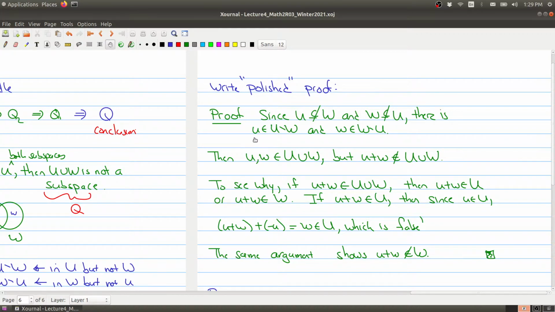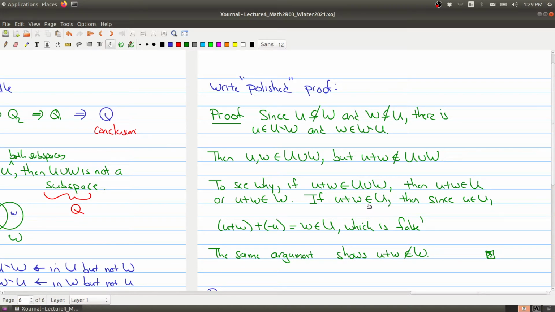Okay, and so that's understood to mean that little u is in U but not W, and little w is in W but not U. Well, then what we're claiming is that each of these guys is in the union, but their sum is not in the union. And to see why, if this was in the union, then u plus w has to be either in U or in W. This is just a property of the sets, right? When you're in the union, you have to be either in one or the other or both, right?